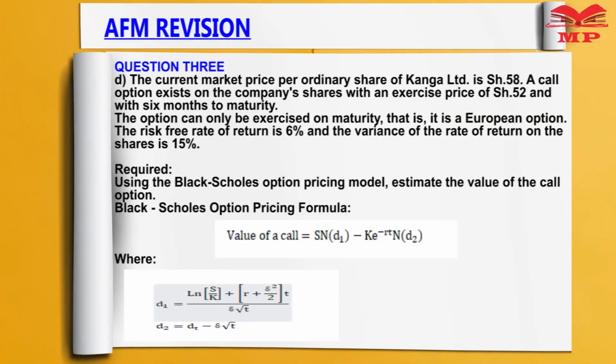Then part D, the current market price per ordinary share of Kanga Limited is 58 shillings. A call option exists on the company's shares with an exercise price of 52 shillings and with 6 months to maturity. The option can only be exercised on maturity, that is, it is a European option. The risk-free rate of return is 6% and the variance of the rate of return on the shares is 15%.